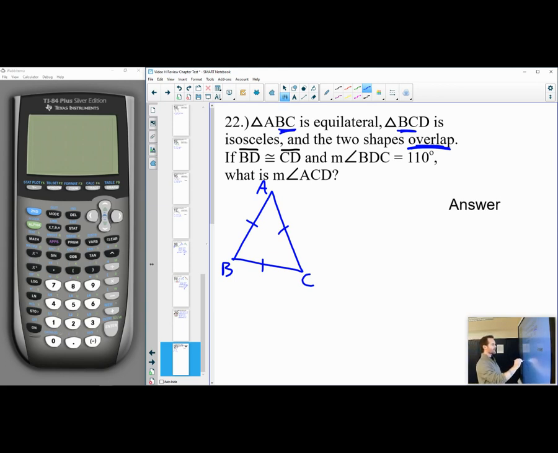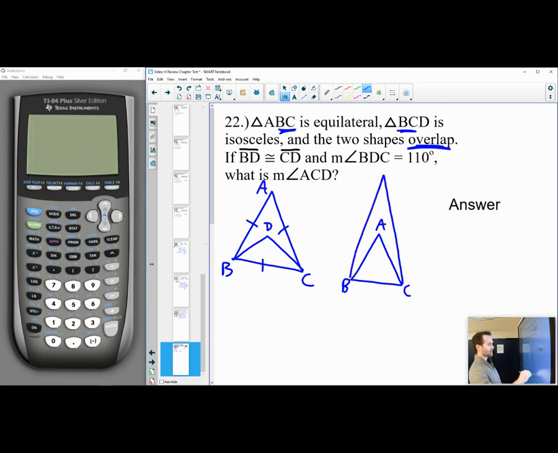It's overlapping, which means point D is either going to be inside or outside the triangle. So it could be there, or if I draw, let me draw ABC slightly smaller this time. ABC, that's the worst A ever. ABC, or D could be out there, like that. And it's our job to figure out which one makes sense. So we'll fill in our clues as we go.